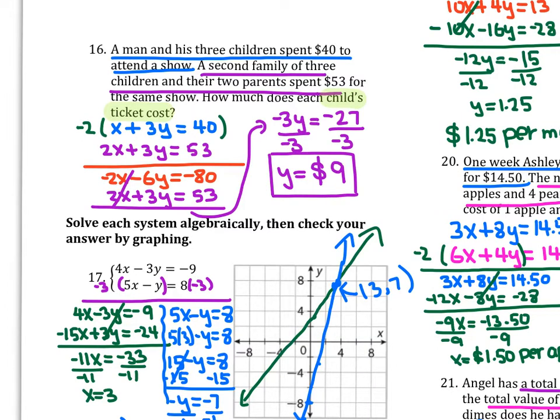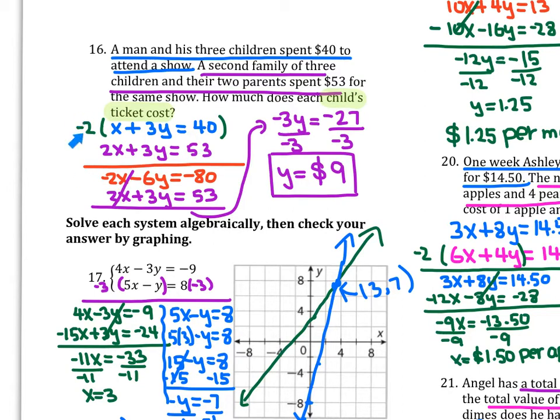Number 16 is very similar to the one that we did earlier. A man and his 3 children spent $40 to attend a show. So the man by himself is x, but he has 3 children, and the children is y. And he's spending $40 for all of them. A second family has 3 children here, and they have 2 parents, 2 adults. So I'm setting up that equation, and I find out that nothing cancels.